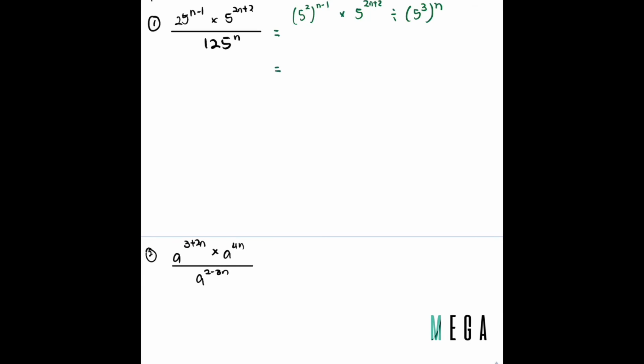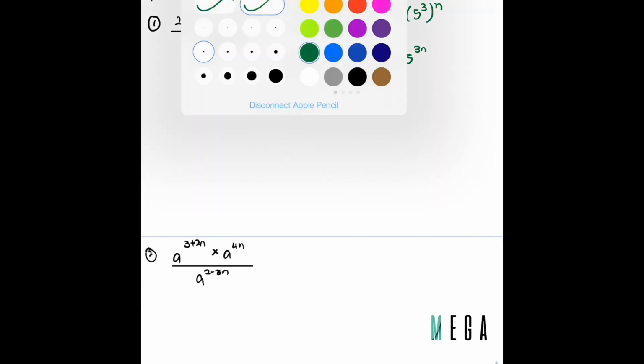And by using the rule, I can say that you need to multiply with n, and you need to multiply with negative 1 as well. So I will get 5^(2n minus 2) multiplied by 5^(2n plus 2) divide by 5 to the power of 3n. Let's look at the n term all together.